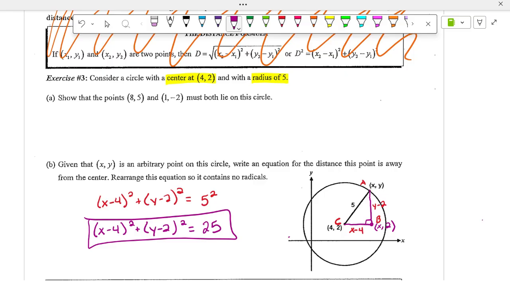So now, if I want to check to see if both points lie on it, again, it's just plug and chug. Yes, they will. All right. Do I even need to do letter A, or are you guys good with that one?